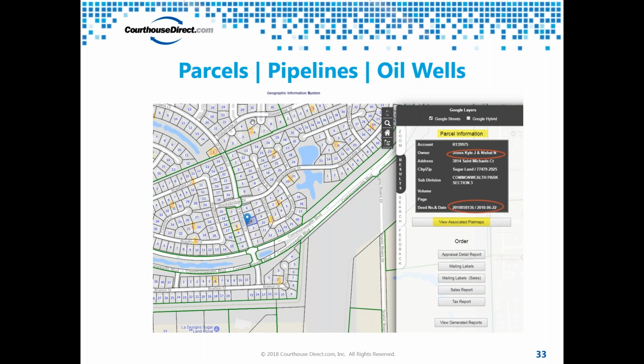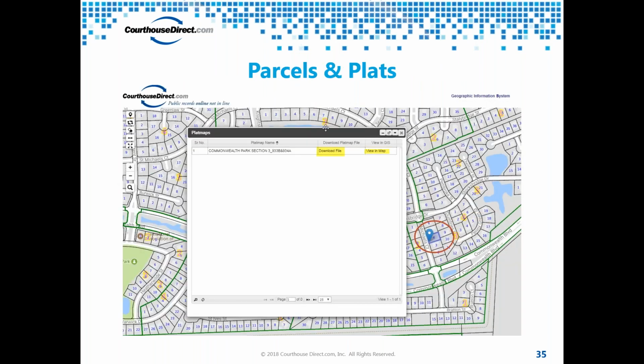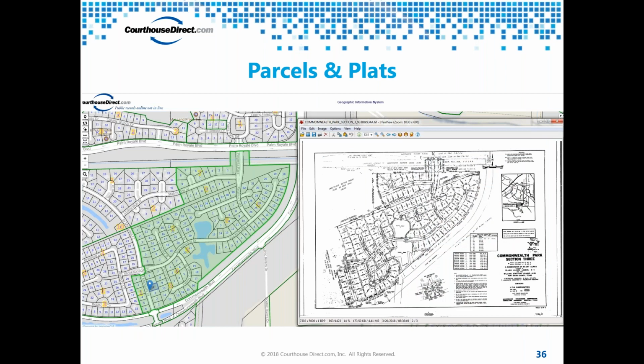Now this is really exciting, and it's not in all the counties that we have it, but let's say, for instance, that I did want to go to the next page and I clicked on that view associated maps. There's a couple of options that I have here. One is to view it in the GIS, and the other is to actually download this file. So you can see I'm kind of putting these side by side, and you can see when I click on view on the GIS map, it's highlighting the actual area of the map itself.